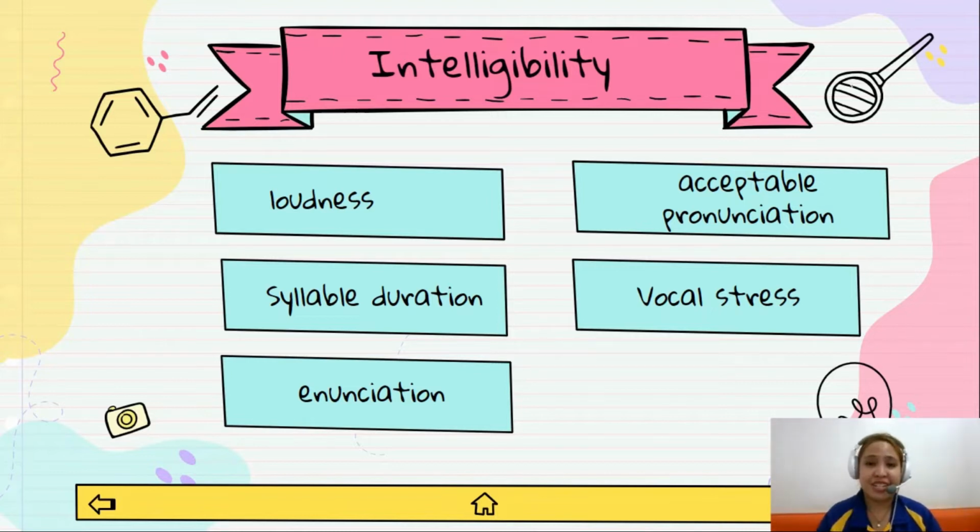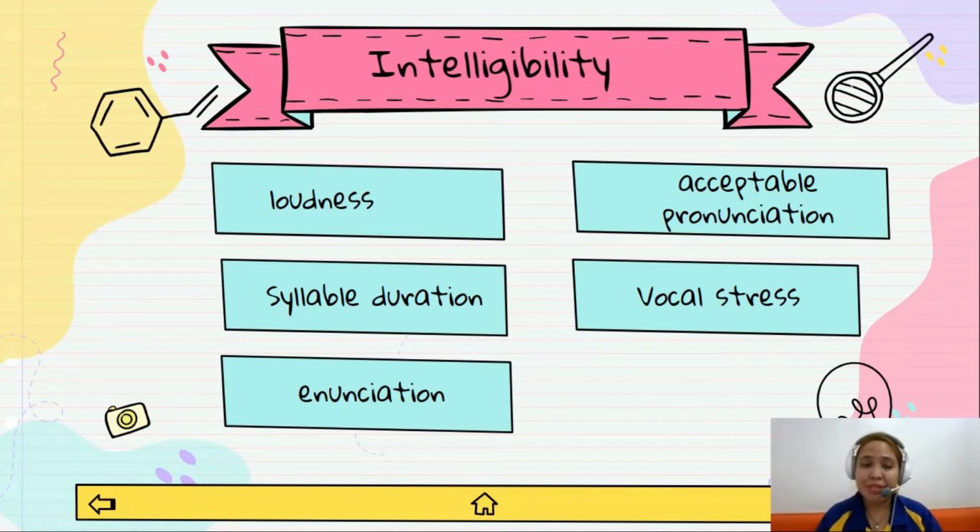Third is enunciation. When we talk about enunciation, it refers to precise vocalization, or it refers to correct pronunciation. Because when we say pronunciation in general, it could be correct or wrong. Let's say the word luudness. Luudness is not enunciated, of course, because it doesn't sound that way. It has to be loudness, and that's the correct pronunciation. So enunciation is precise vocalization.